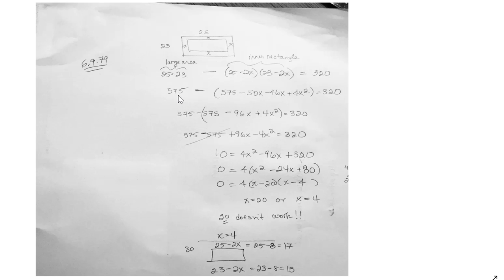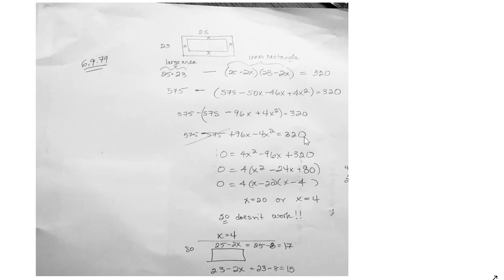Then we begin to do some algebra. So 25 times 23, 575, minus, now in parentheses, we're using FOIL, first outer inner last, 575 minus 50x minus 46x plus 4x squared equals 320. And of course, now we're going to combine like terms. So 575 minus 575 plus 96x minus 4x squared, or maybe even negative here. Be careful when you distribute, equals 320.